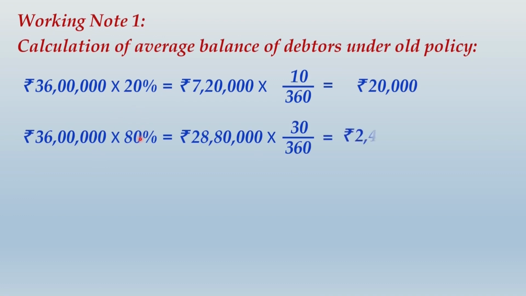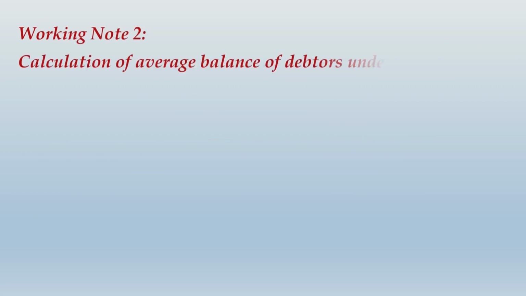36 lakhs into 80% gives you 28,80,000. Basically, 7,20,000 plus 28,80,000. Aggregate of these two will match with 36 lakhs. So this portion of your customers are paying within 10 days and this portion of your customers are paying within 30 days. So your average balance of debtors will be aggregate of these two, which is 2,60,000 under the old policy.